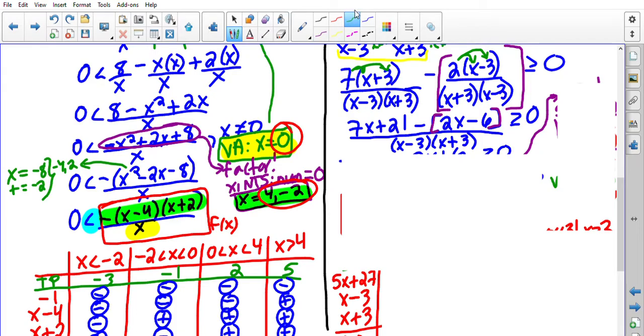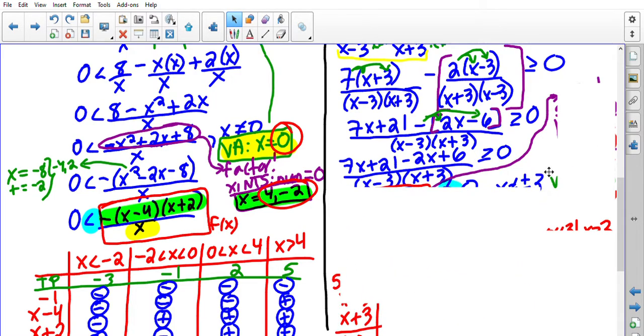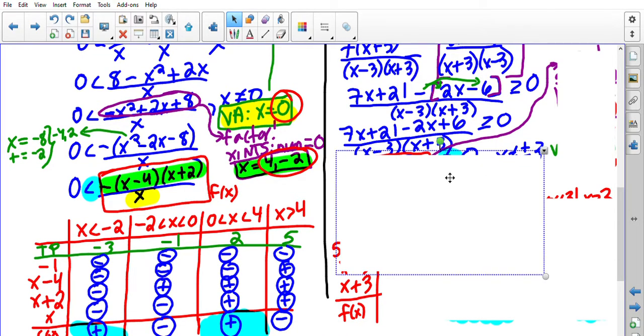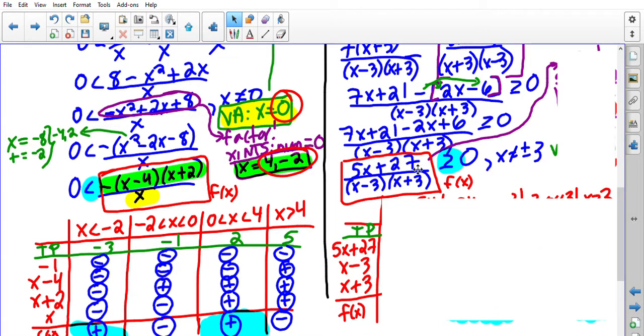Okay, now let's distribute in that -1 into both terms. All right, so we get 7x plus 21 minus 2x plus 6 all over x minus 3, x plus 3 is greater than or equal to 0. All right, so that leaves us with, when we collect our like terms, 5x plus 27 over x minus 3, x plus 3 greater than or equal to 0, where x cannot equal plus or minus 3. There are restrictions from here. All right, we cannot factor the numerator anymore, so it is fine the way it is.